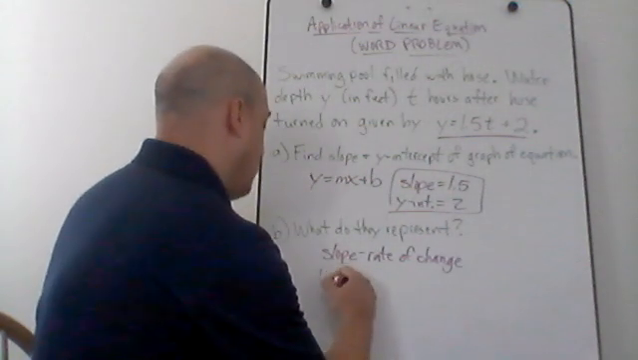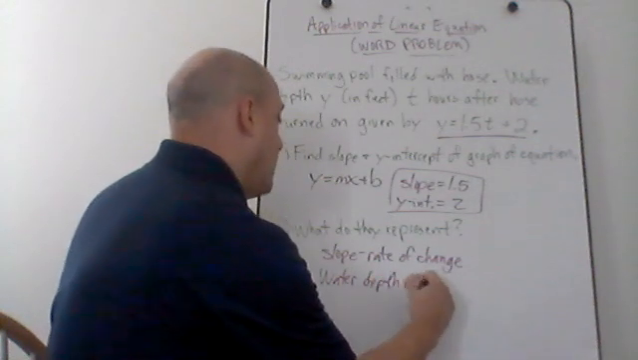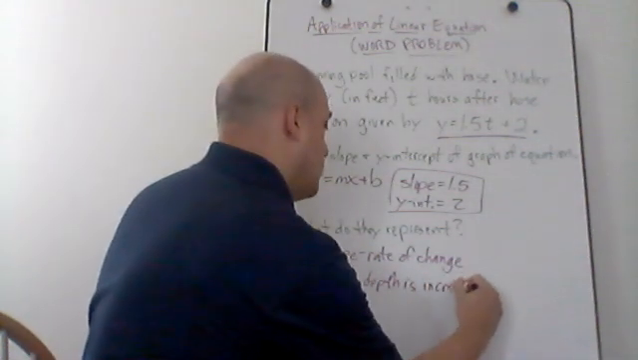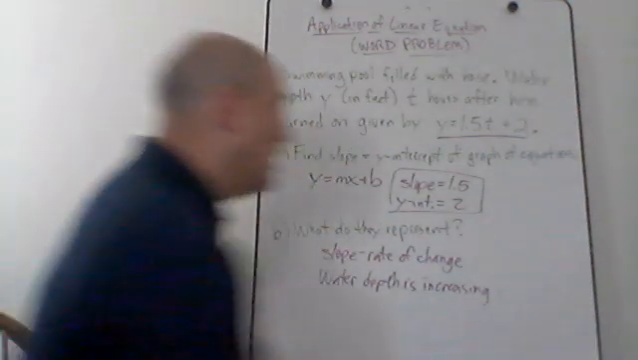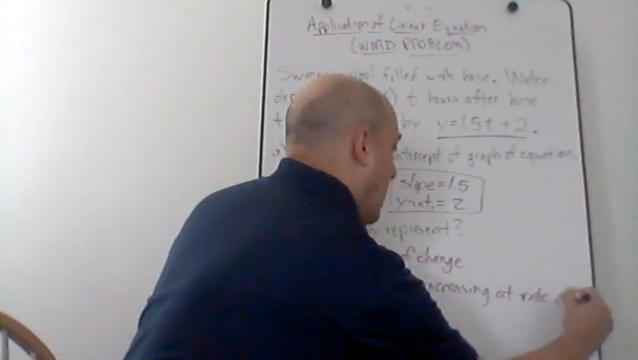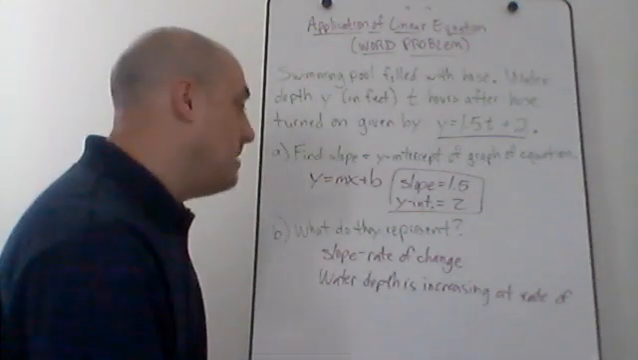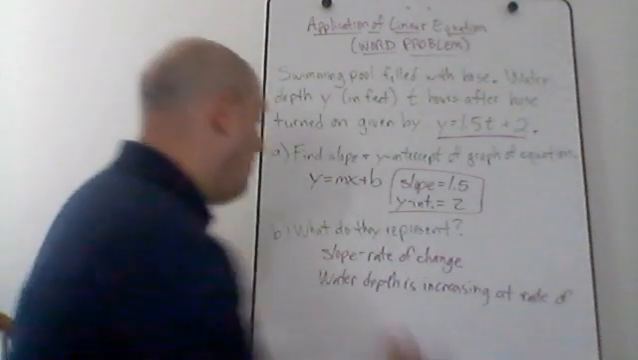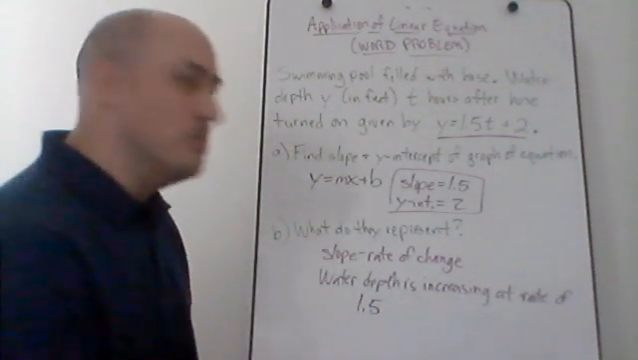So it tells us that the water level, or the water depth, let's say, is increasing. Since it's a positive slope, I use that word increasing. If it was a negative slope, I would say it's decreasing. So it's increasing at the rate of, right? So again, the slope is always giving us the rate, and it's increasing at the rate of 1.5. But then what units do I use on that?